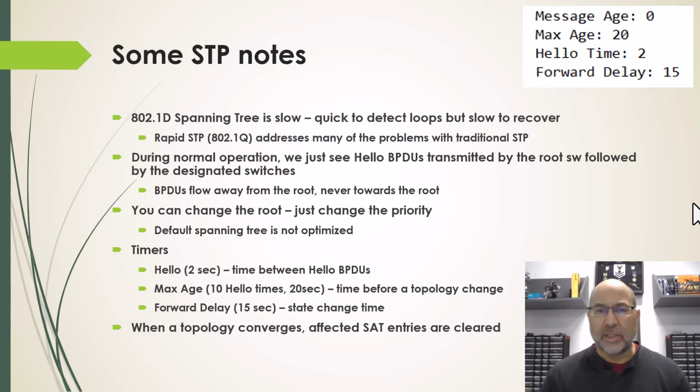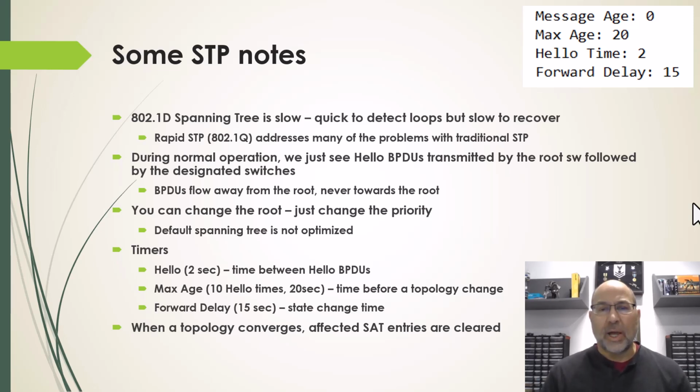So here are some STP notes. 802.1D, or traditional spanning tree, is really slow, particularly in certain situations. It can take up to nearly a minute to figure stuff out. So it's quick to detect loops, but slower in other cases where the topology needs to recover. So rapid spanning tree, 802.1w, addresses many of the problems associated with traditional spanning tree.